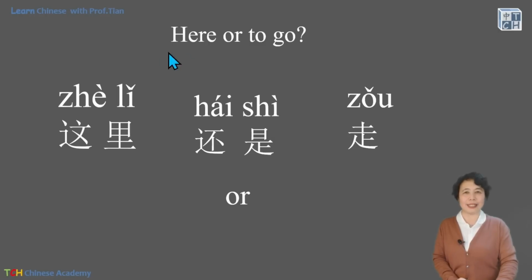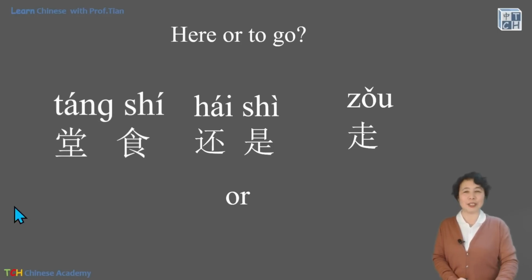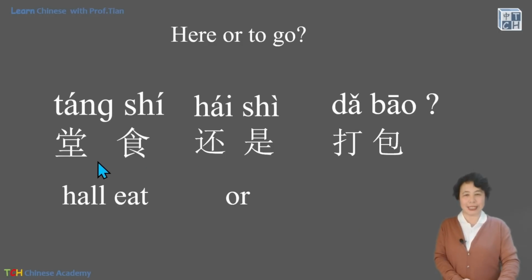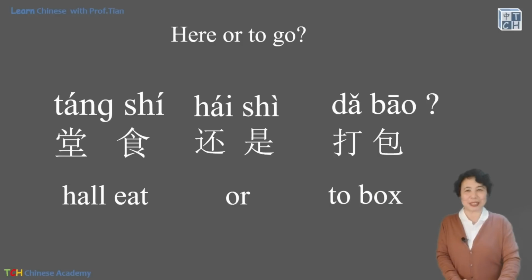And here cannot be translated into 这里. Here is referring to 堂食. What does that mean? That means hall eat. So 堂 means inside the restaurant, in the hall, and 食 means to eat. So here means, are you going to eat inside the restaurant? So we call it 堂食. And to go, we cannot say go 走. So if you do not eat inside the restaurant, and you take it away, you put it in a box and then take it away. So we call that 打包. That means to box it. So the correct way of saying here or to go is 堂食还是打包.